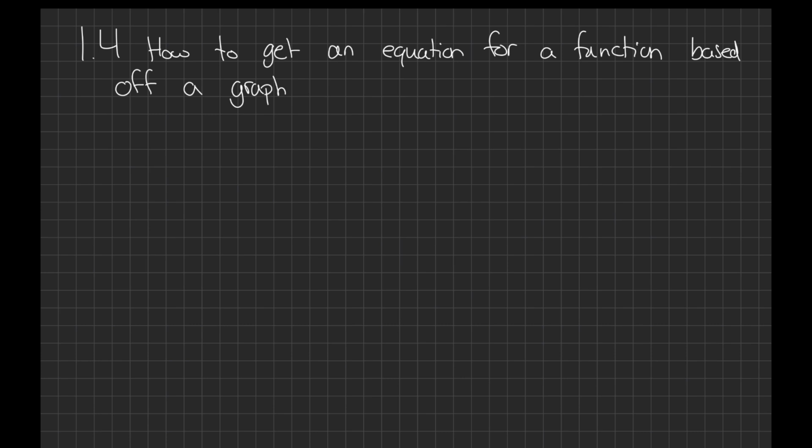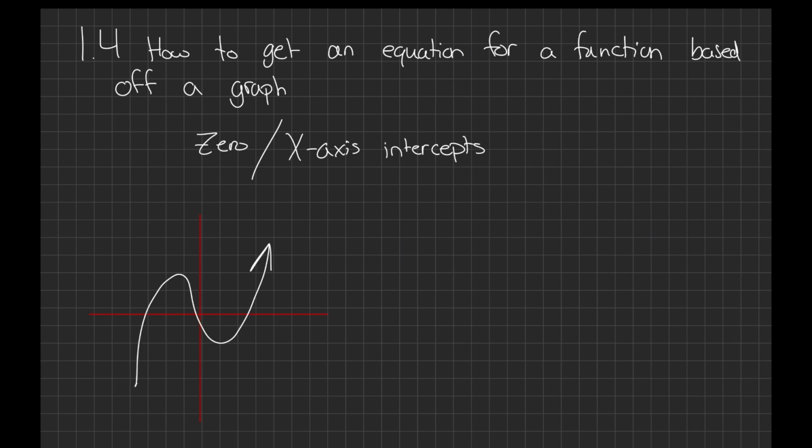To do this, we're going to be using the zeros. This is just a simple way of saying the x-axis intercepts. So let's say we're looking at a function here. We're going to be getting an equation for this function based off where it intersects with the x-axis, right?